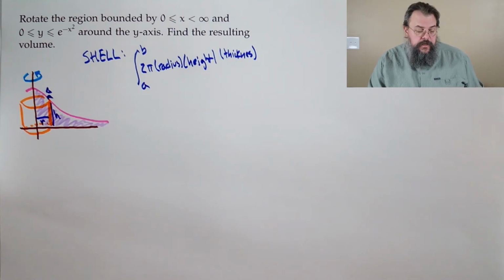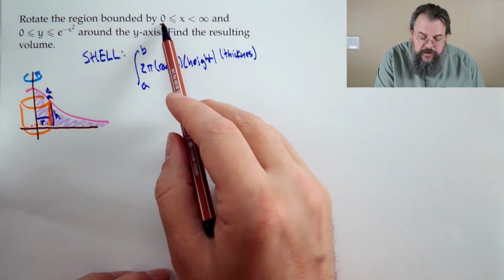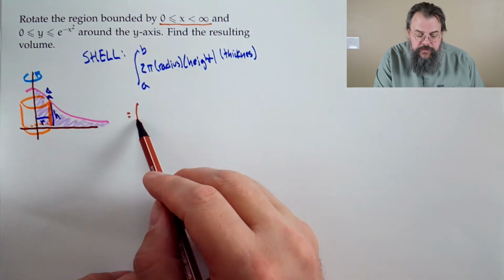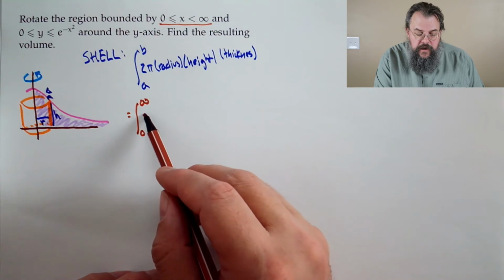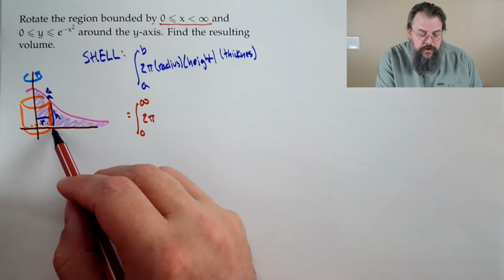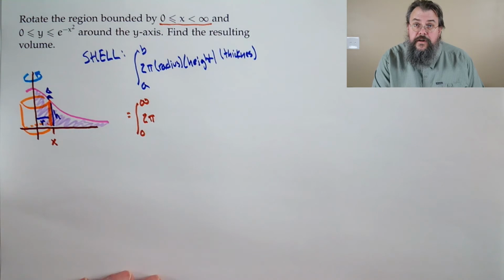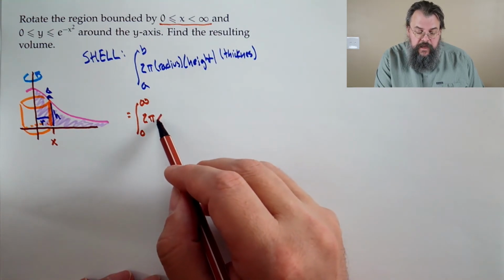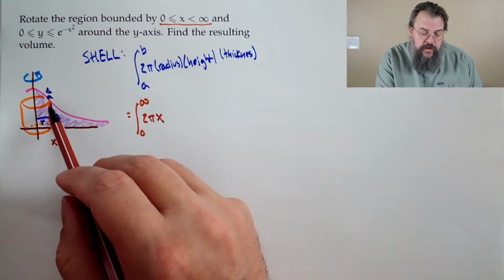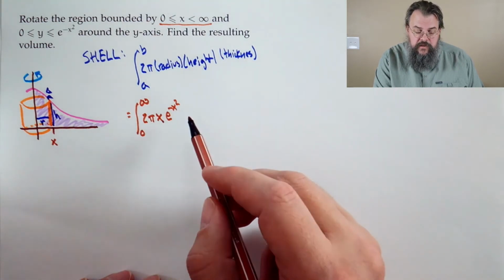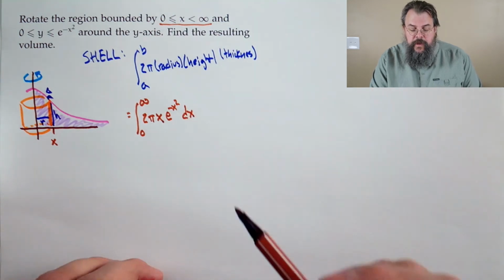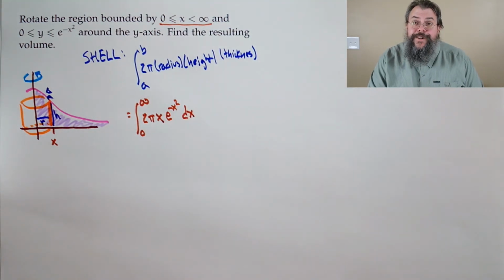Let's just fill in, and we'll see where we are. So we know we're going from 0 to infinity. It was told to us, 0 to infinity. So we have the integral from 0 to infinity, and then we have 2 pi. Our radius, well, we're going from an x to 0, so our radius is x. Our height, well, e to the minus x squared. And our thickness, dx. All right, that's not looking too bad at all.